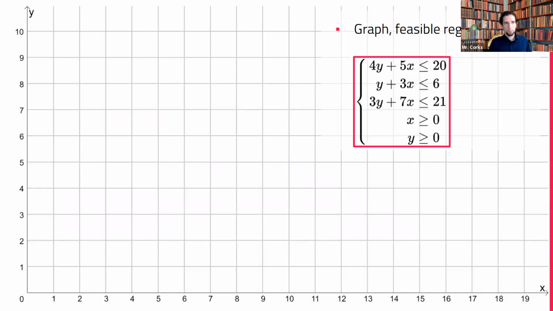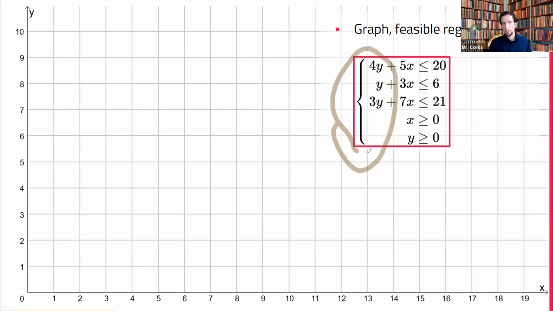So let's start here with this first one. We want to graph this thing here. So let's say we have this as our feasible region. We look at a problem and we turn it into math and we get these, and then we want to graph these. So each of these are in standard form. What's the easiest way to graph these? To find the intercepts, right?